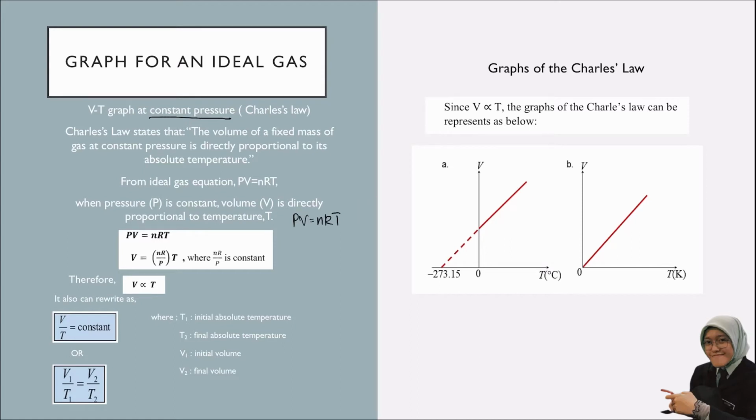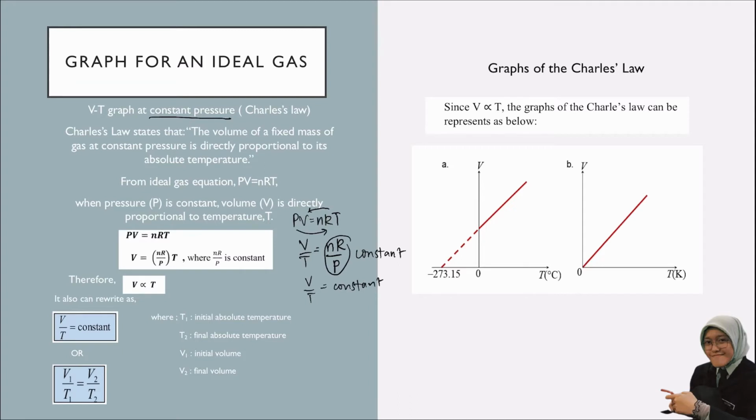So it says that P is constant. So we need to collect all the constant values and put them here. And T is not constant, right? Temperature is changing, so we move it to here. So we know that V over T equals nR over P. So all of this is constant. And we will write it as V over T equals constant.